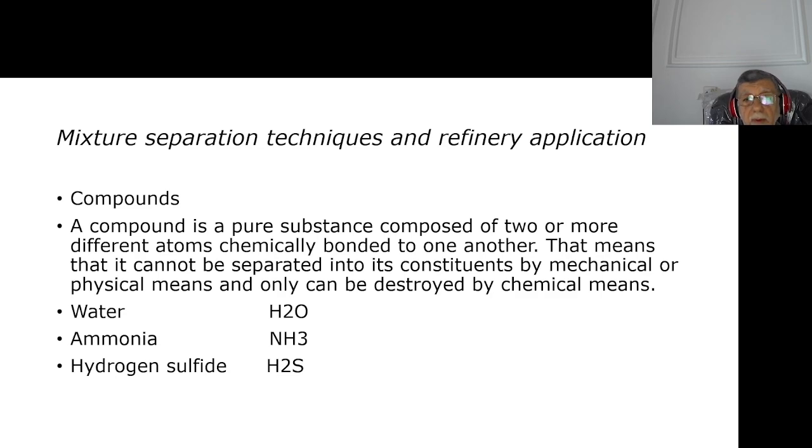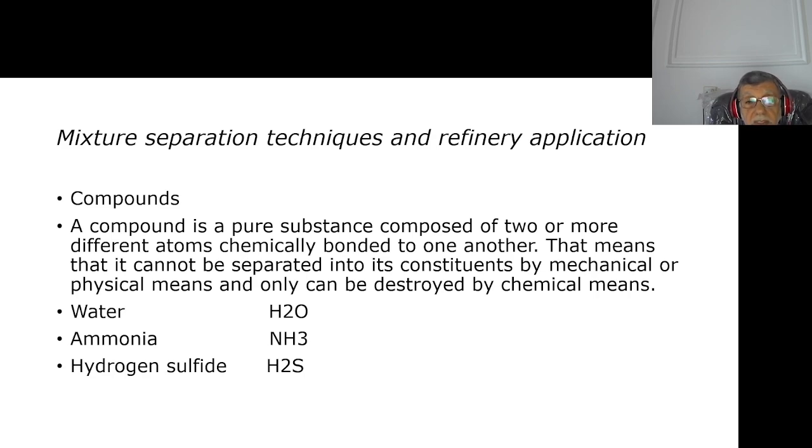What is compound? Compound is a pure substance composed of 2 or more different atoms, chemically bonded to one another. That means it cannot be separated into its constituents by mechanical or physical means and can only be broken down by chemical means. For example, water is composed of 2 atoms of hydrogen and 1 atom of oxygen. Ammonia, 1 atom of nitrogen and 3 atoms of hydrogen. Hydrogen sulfide, 2 atoms of hydrogen and 1 atom of sulfur. So this is called compound.